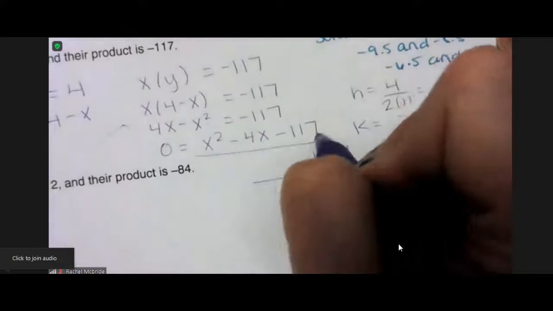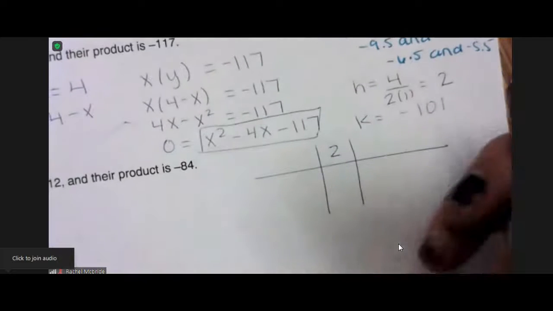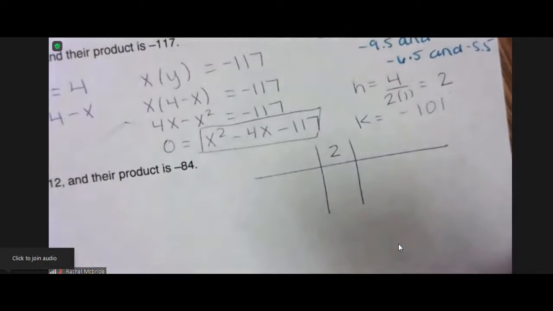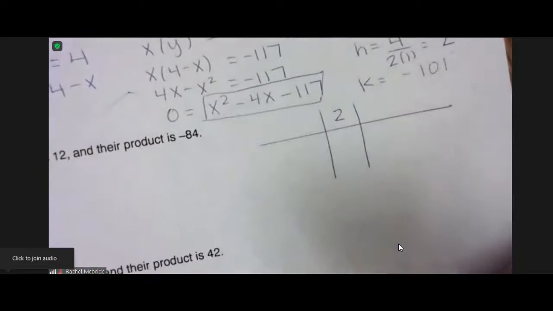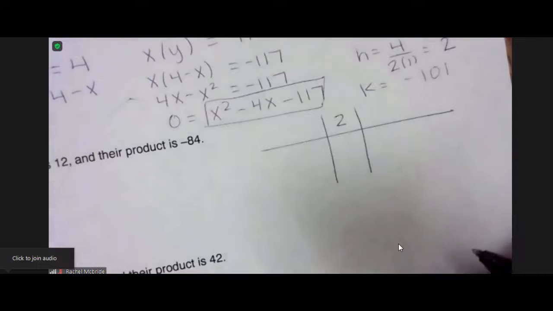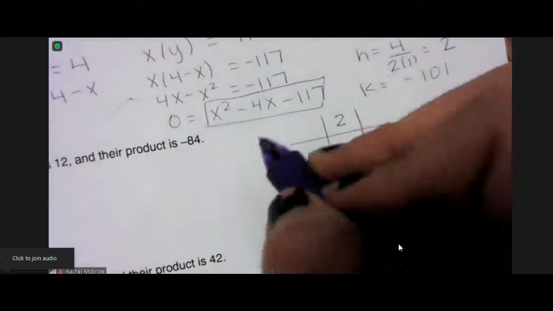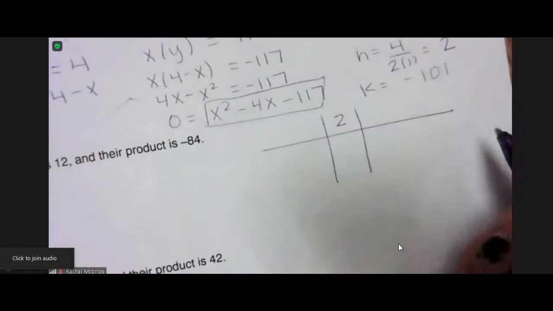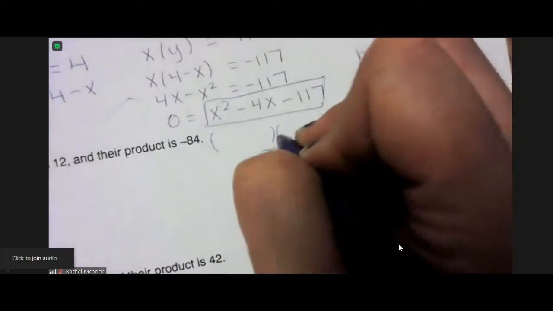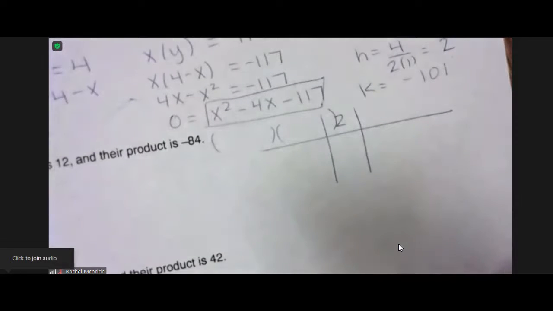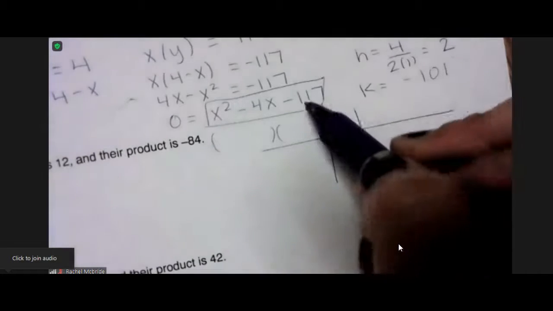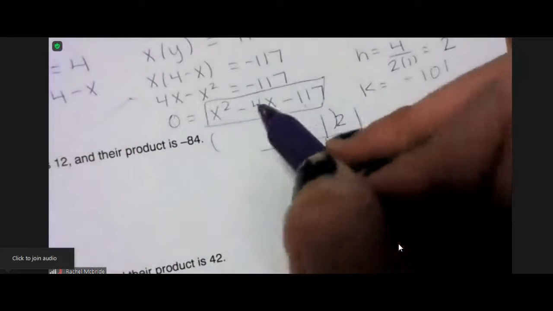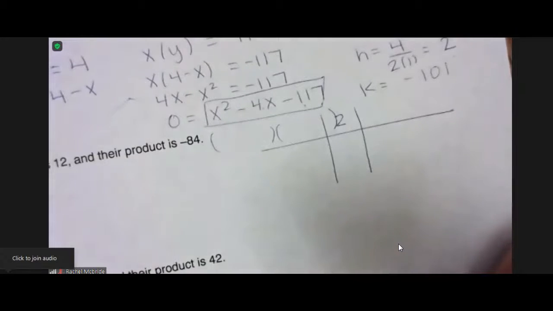Now, how many of you could look at this and factor it? Because that's what we're going to in 5-3, how to factor that type of problem. Because if you could factor it, that's what we're moving to, which would give you your roots through factoring. So you'd need two numbers that multiply to negative 117 and add to negative 4.